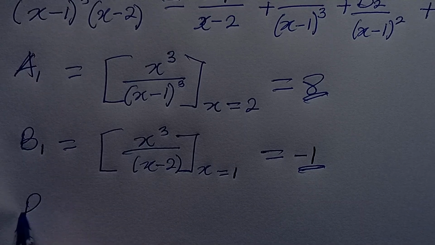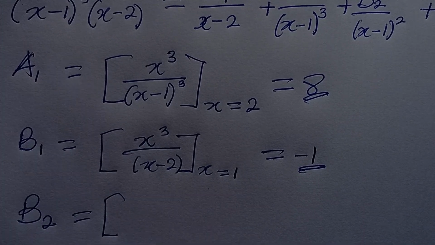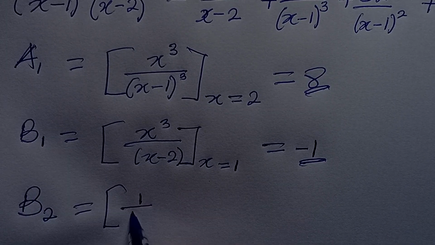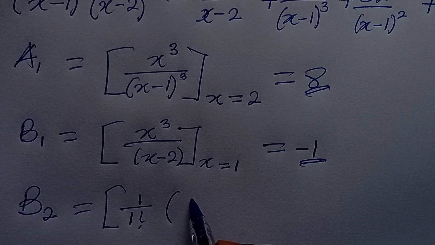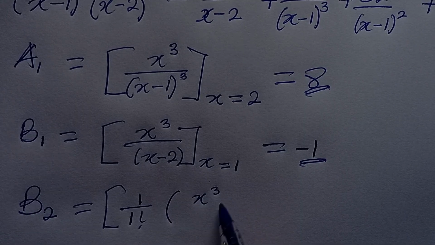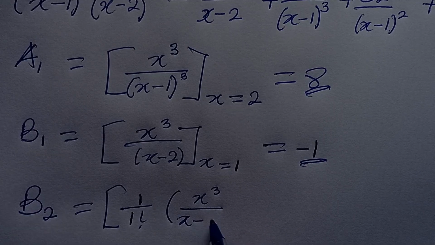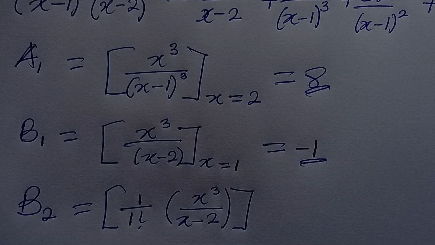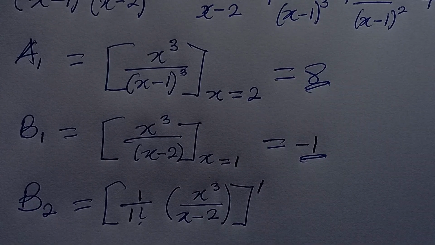For B2, applying the same method, we're going to have 1 all over 1 factorial, times the derivative of x to the power of 3 all over (x minus 2).